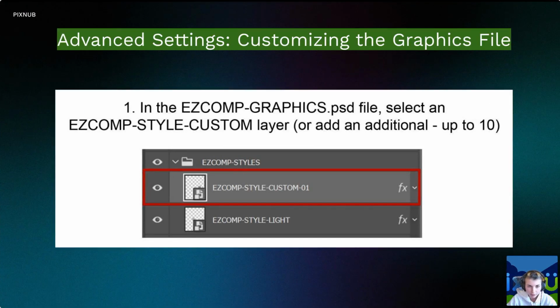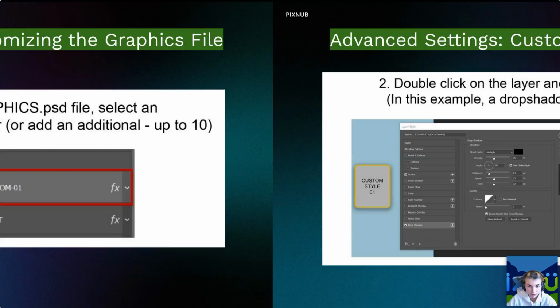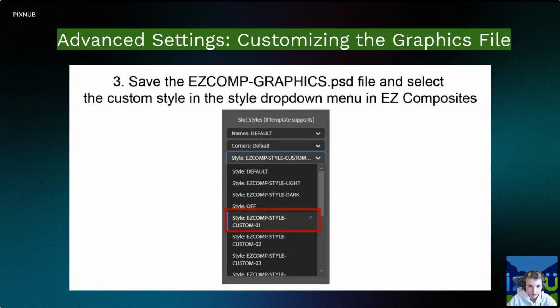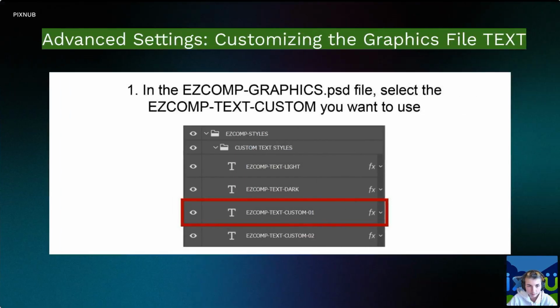To edit it further, just go ahead and double click on the layer to get to your layer style. In this example, I just made the border a thick yellow and gave it a drop shadow. And then when you're ready to composite, just ensure that you select the same custom style that you edited. And then it's the exact same thing for editing the text custom styles.